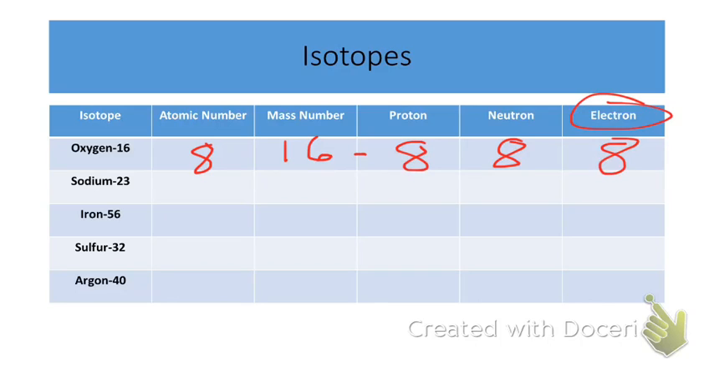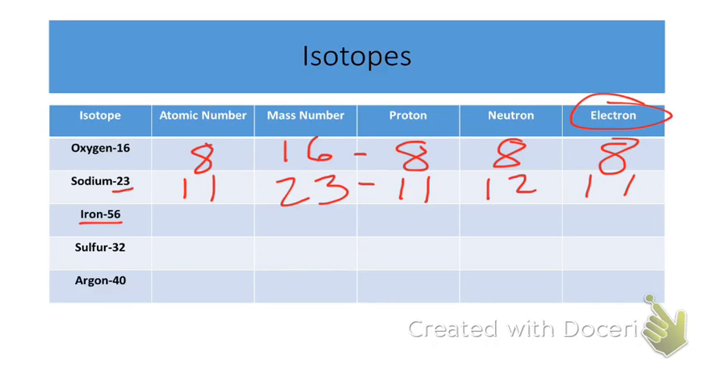Okay, let's look at sodium. Sodium has an atomic number on the periodic table of 11. It has a mass number of 23, and therefore a proton number of 11. So 23 minus 11 will give us our neutron number, and that would simply be 12. How many electrons? Should be the same as the number of protons, 11.